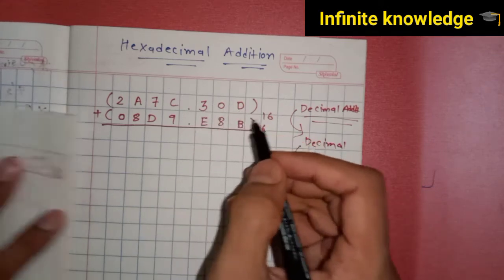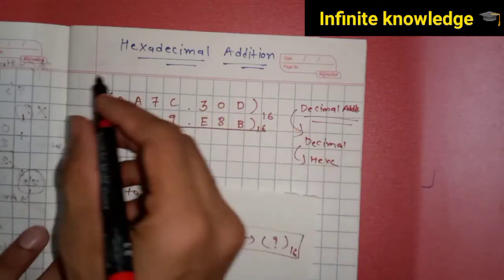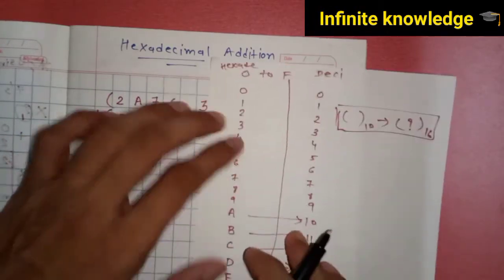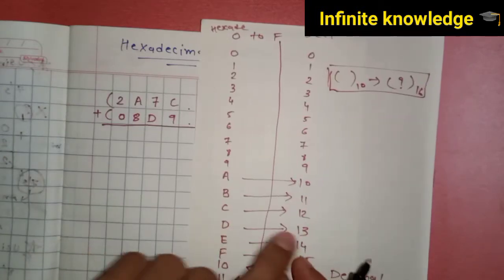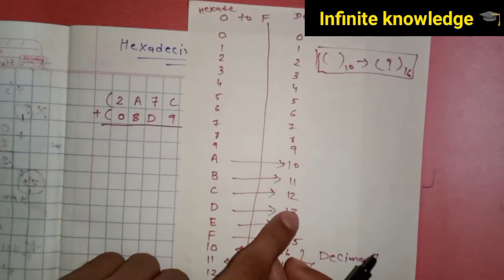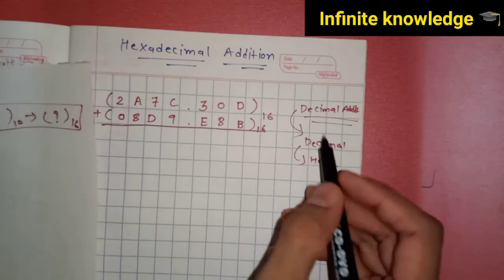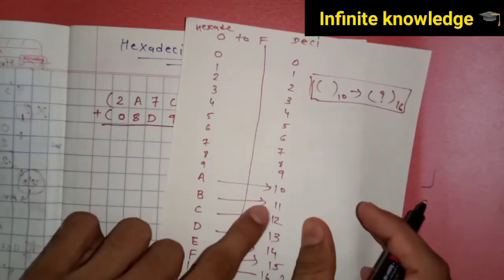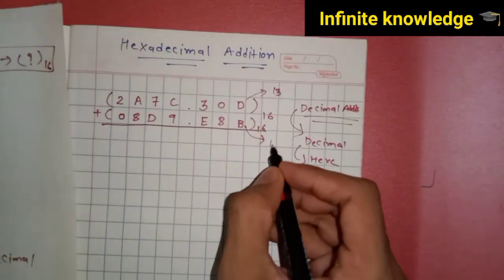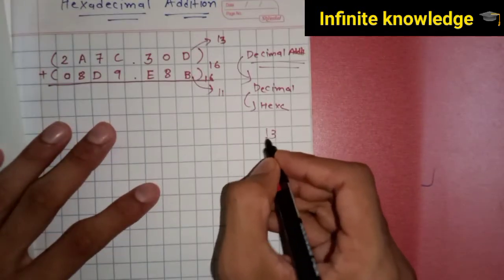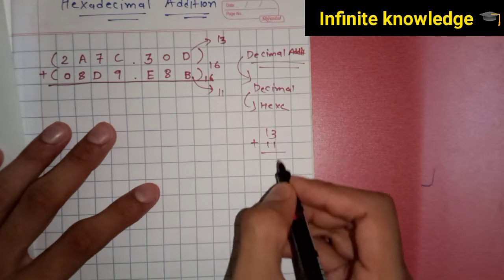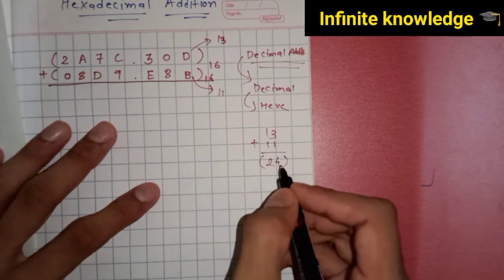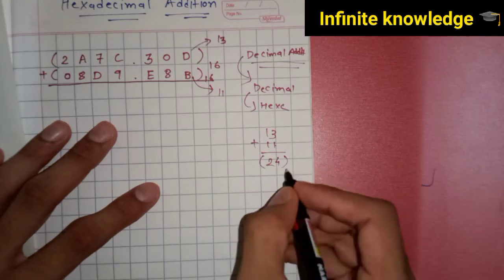Well, let's get started with how to do addition of hexadecimal. So what is D? D is a hexadecimal digit; D is 13 in decimal, because we have to add like decimal. And what is B? B is 11. So simply, 13 plus 11. What do we get? 3 plus 1 is 4, 1 plus 1 is 2. So this is 24 in decimal.